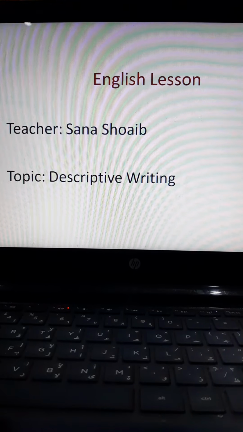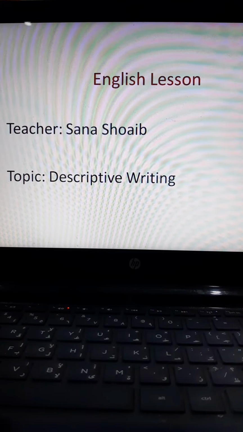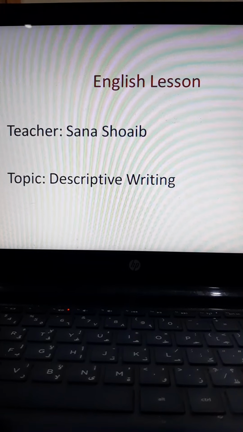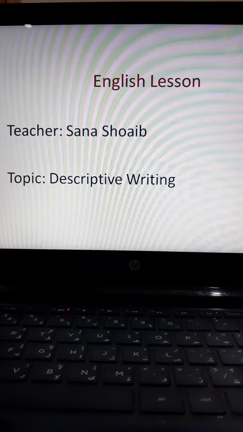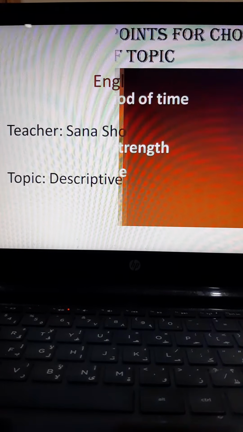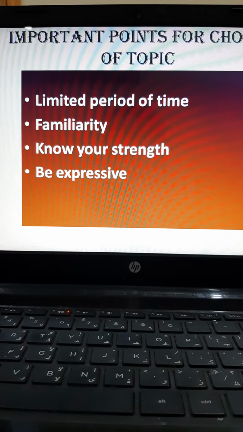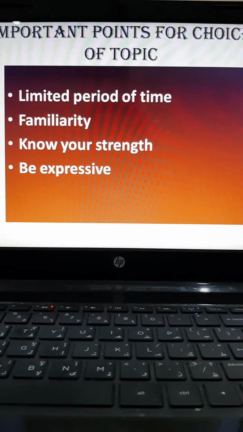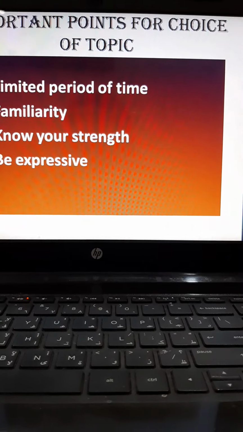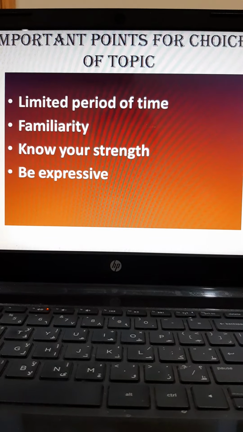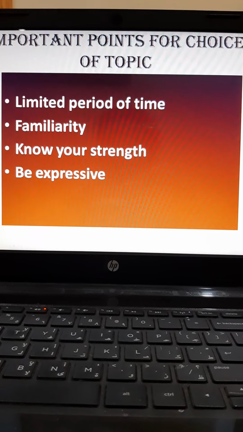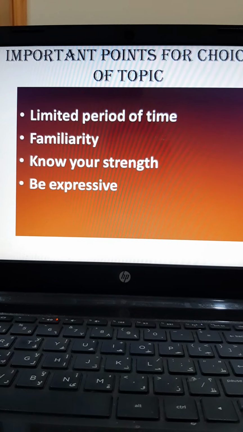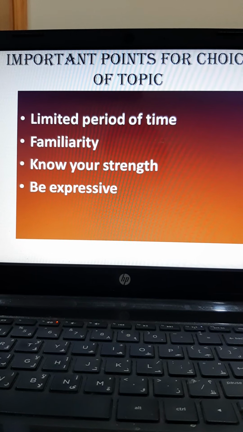In this lesson, we are going to talk about descriptive writing, which is also one of the choices of section 2 of paper 1 in O levels English. Now, before I elaborate on descriptive writing, I want you to know that when you are thinking of the topic of your choice, the one that you are going to attempt, please keep these points in mind.